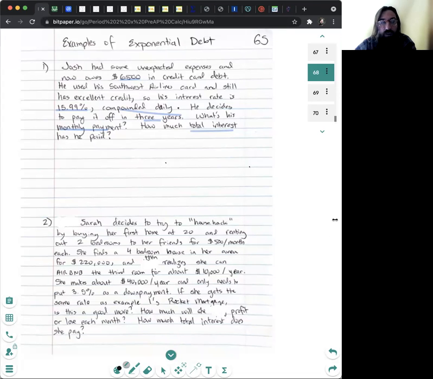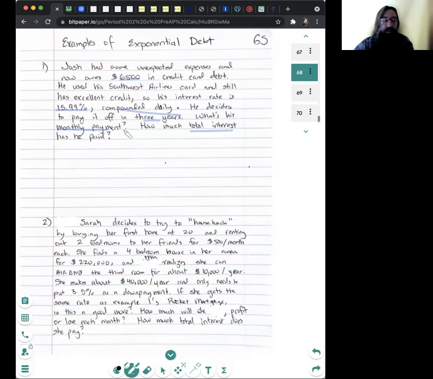All right, so our boy Josh got into a little bit of debt after he bought his house: $6,500 in credit card debt. Interest is 15.99% compounded daily. He wants to pay it off in 3 years. What's his monthly payment? How much total interest has he paid? Next thing, of course, write the formula down. Make sure you've done it, but if you haven't, write that down first.